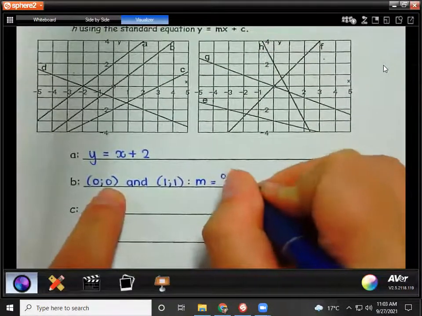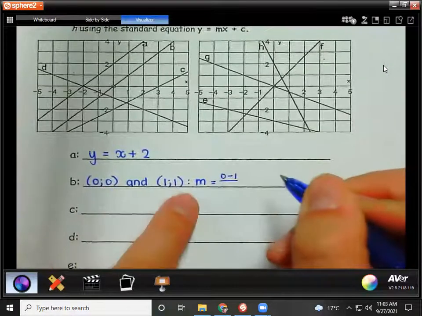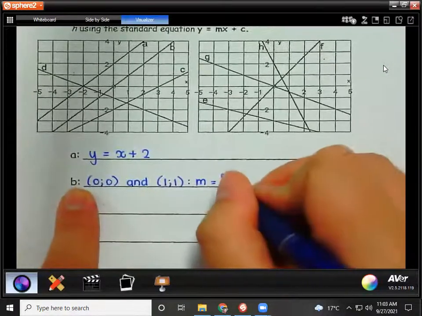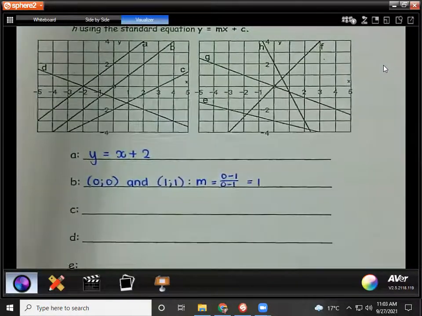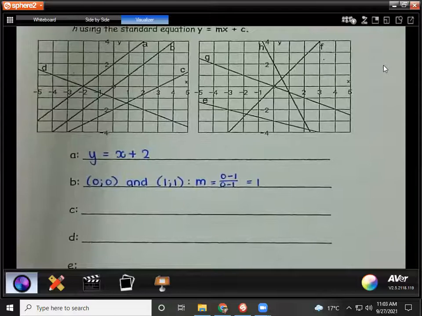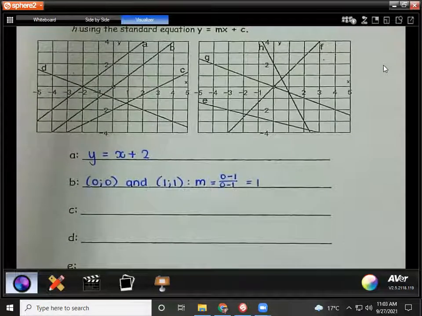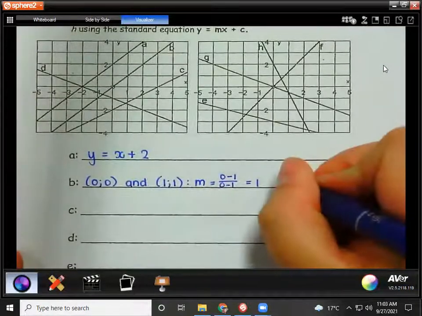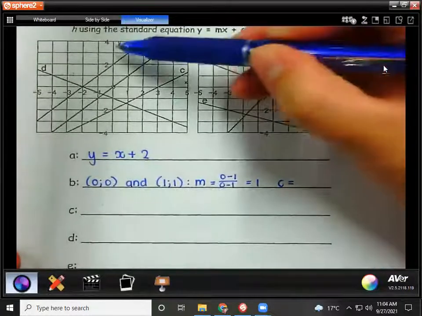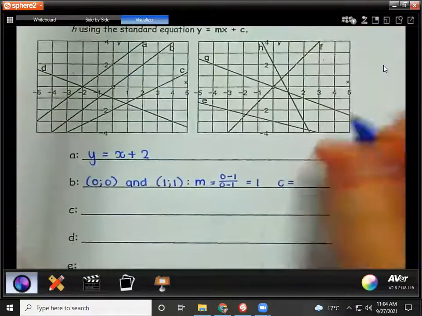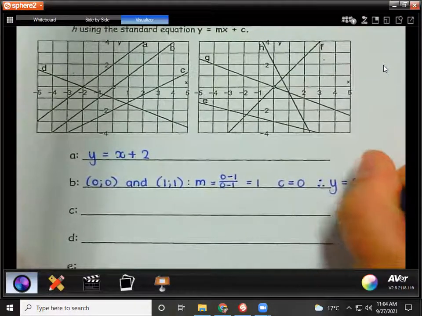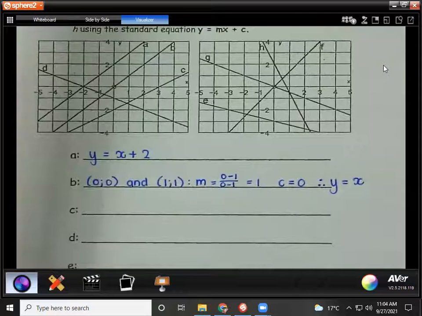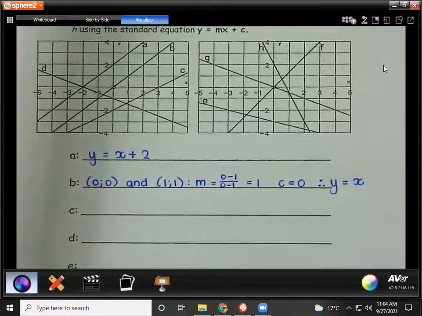So then you'll say y value of the first one minus y value of the second one over x value of the first one minus x value of the second one. So the gradient is 1, right? Did you get that for that one? Regardless of which 2 points you chose, your gradient has to be 1. And your C value, what is the y-intercept here? 0. Okay, so this one is y equals 1x or just x. Okay, and then you obviously won't write that plus 0 as well. You'll just say y equals x.